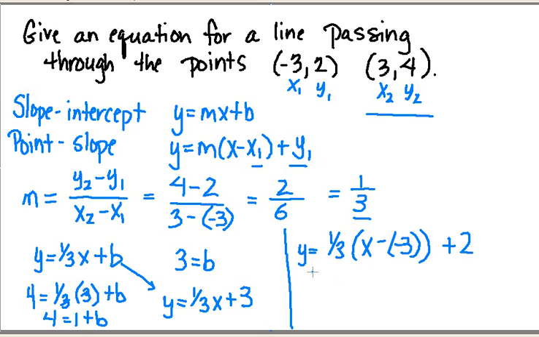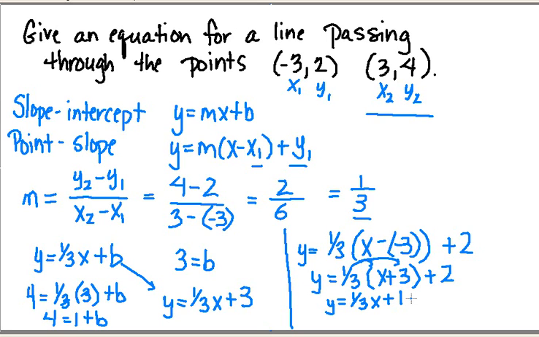So here I would get y equals 1/3 times x plus 3, plus 2. Now notice that these two don't look exactly alike. But if I take this one step further and expand this by distributing the 1/3, I would get that y equals 1/3 x, because 1/3 times x gives me 1/3 x. And then 1/3 times 3 would leave me plus 1. And now I have my plus 2 out here. So I get y equals 1/3 x plus 3.